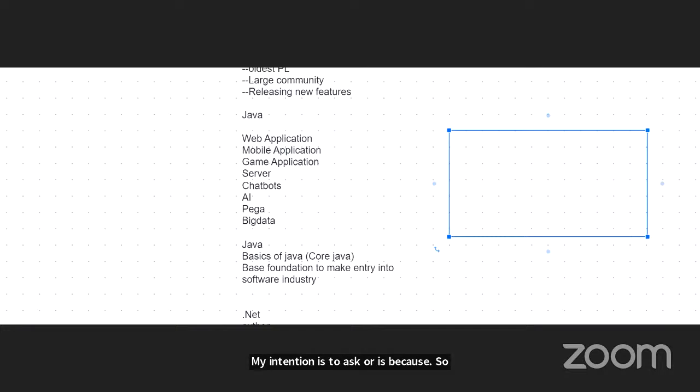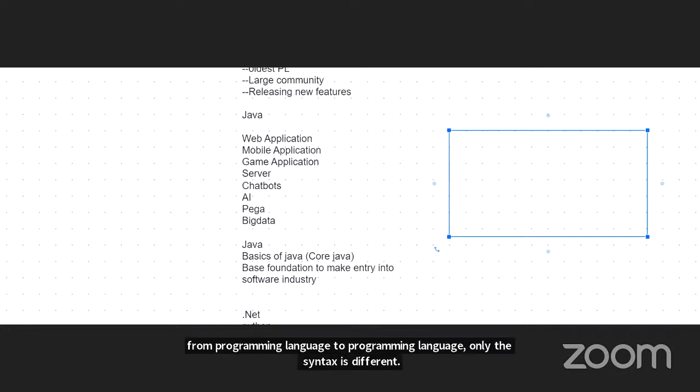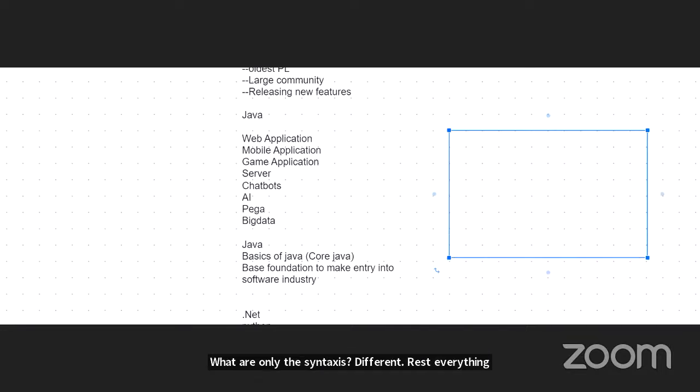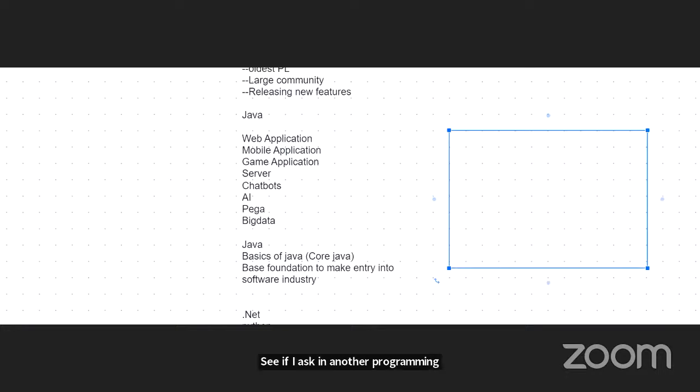So here also, from programming language to programming language, only the syntax is different. Rest everything is the same. If I write 2 plus 3, I'll get 5. If I ask the same question in another programming language, it will also give the same result, but the way I'm asking is different. For example, if this is in Java and this is in Python, both will give me the same result. Then what is the difference, sir? The way you are writing is different. That means the syntax is different. Everyone got this one?